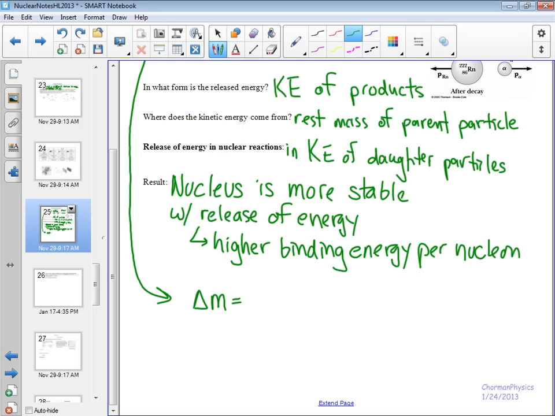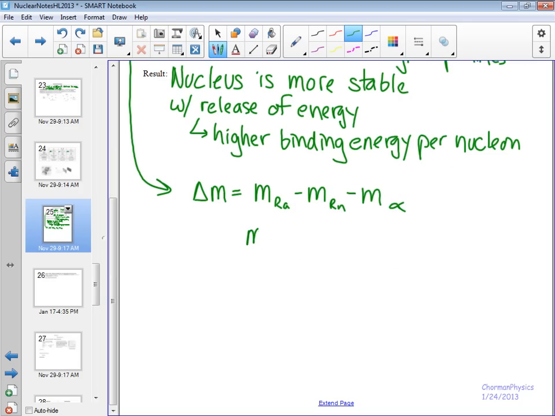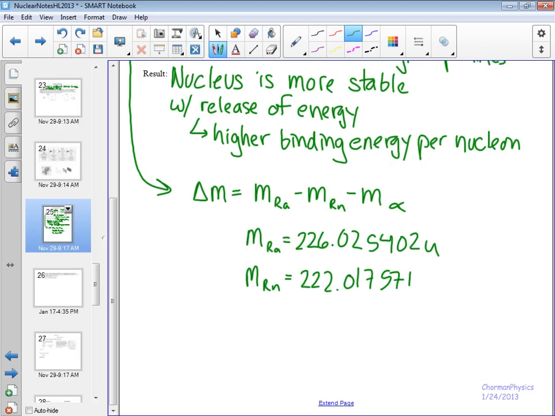The way that we do this is that we're looking for that mass defect, that change in mass. It's just going to be equal to the mass of the radium nucleus minus the mass of the radon minus the mass of the alpha particle. And if you look up all of these, the mass of the radium is 226.025402 U. The mass of the radon is going to be 222.017571 unified atomic mass units.